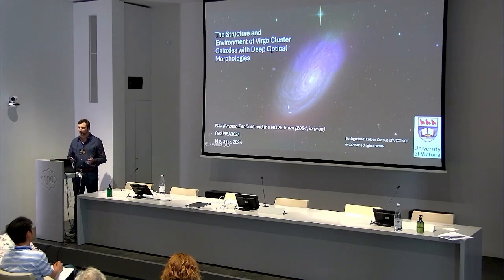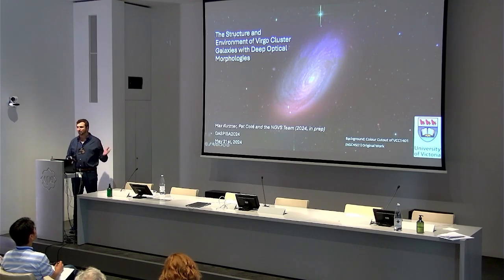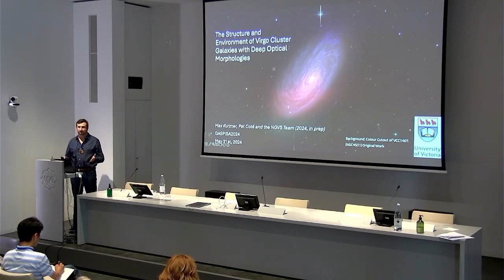I'm Max Kurzner. I'm a PhD candidate at the University of Victoria, where, along with Pat Côté and the rest of the NGVS team, I'm interested in studying galaxy formation and evolution through galaxy morphology, which, as is seen across this conference, ties together a lot of our interests.